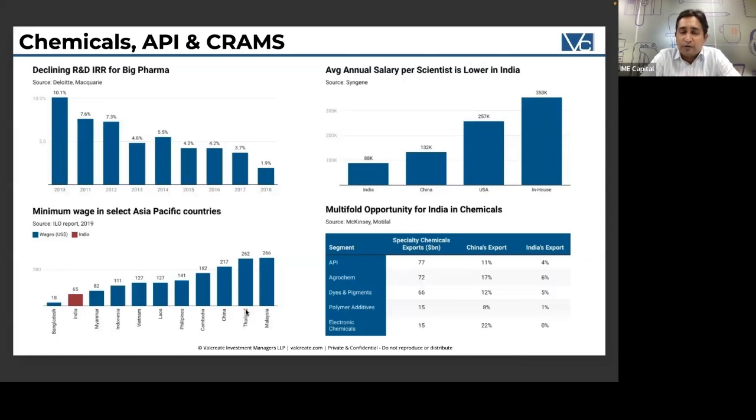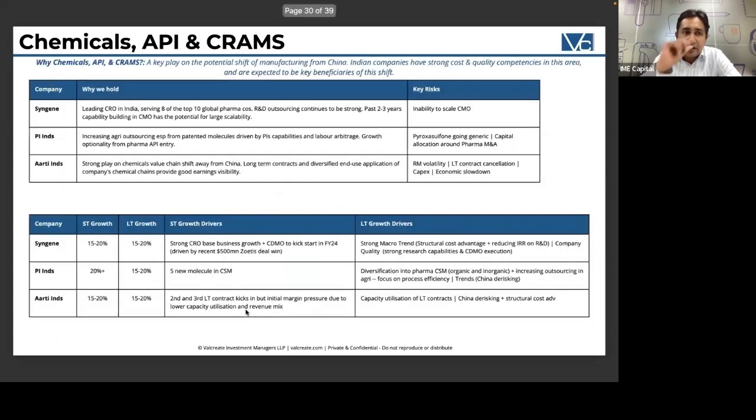Now, in the chemicals, API, and CRAMS space, India has very strong in-house advantages around our understanding of chemistry and pharmaceutical chemistry, as seen in the dominance of the pharmaceutical industry. We believe there's a very large potential for this shift away from China to actually benefit India. And that's really what we're seeking to play in the chemicals, API, and CRAMS space. And this is where we hold companies like Syngene, PI Industries, or Aarti Industries.